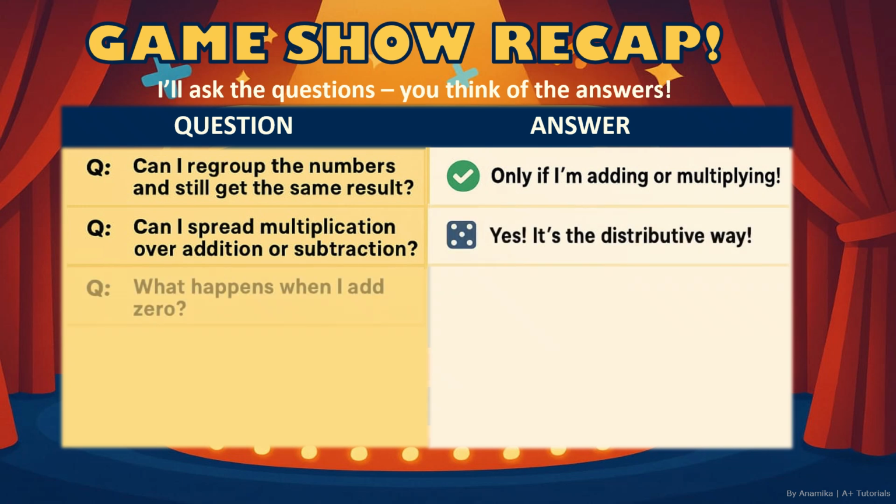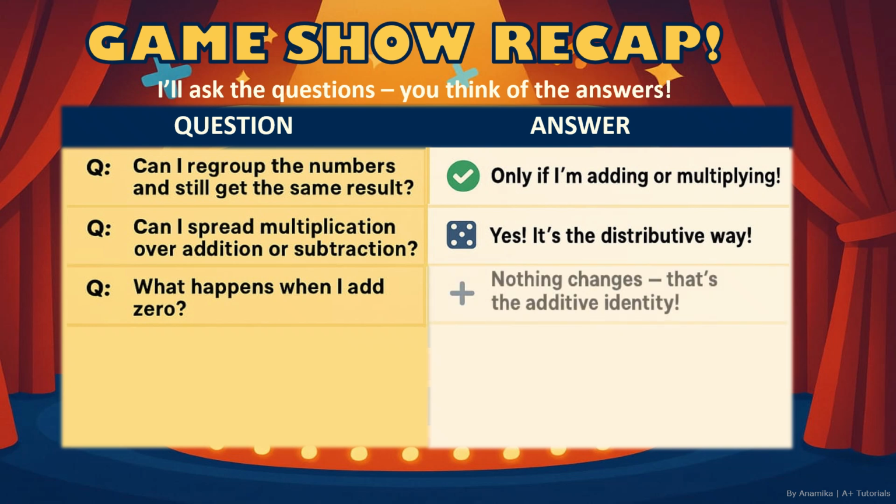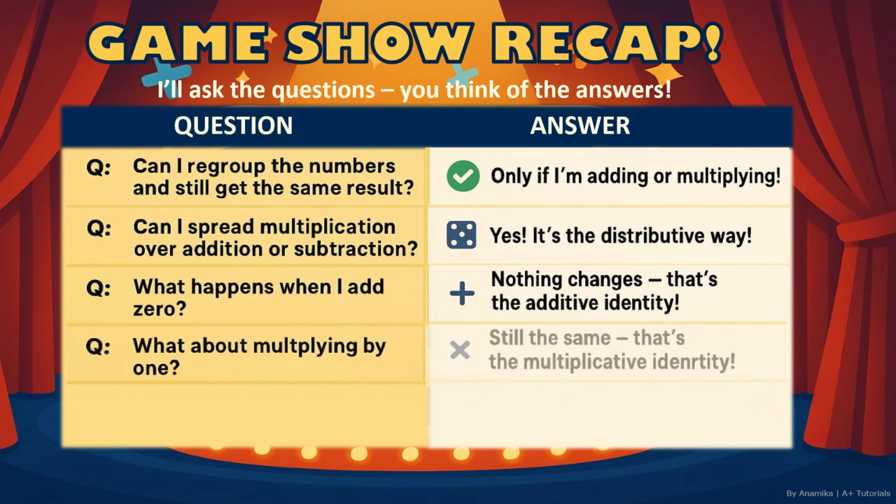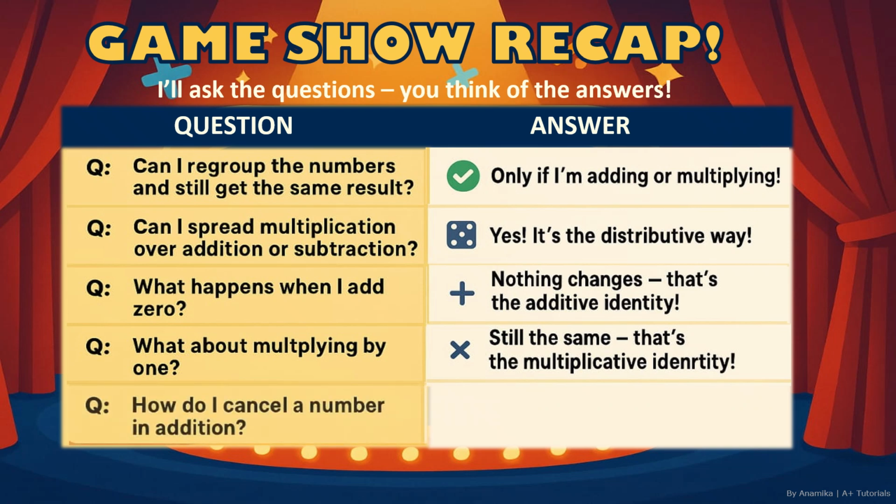What happens when I add 0? Nothing. That's the additive identity. What about multiplying by 1? Still the same. That's the multiplicative identity. How do I cancel a number in addition? Simple. Add its opposite.